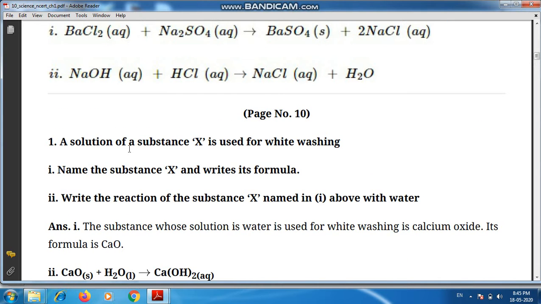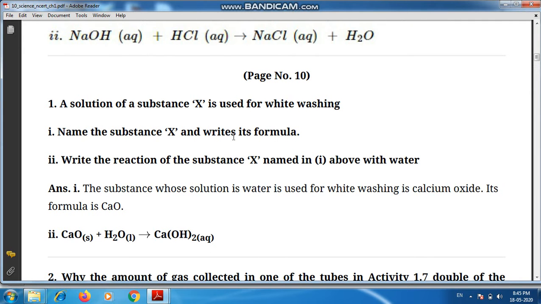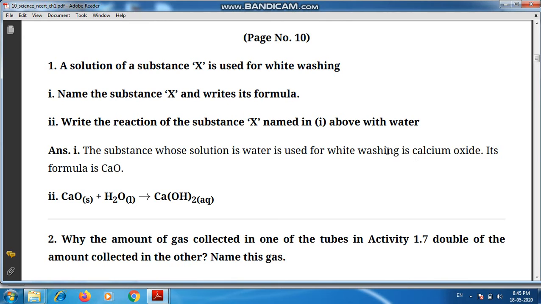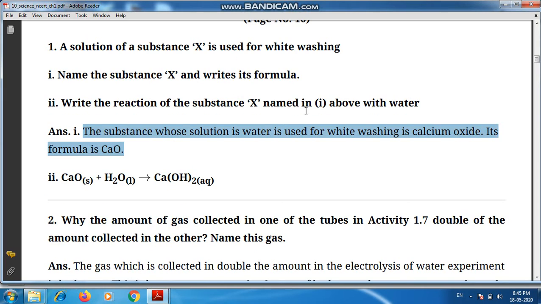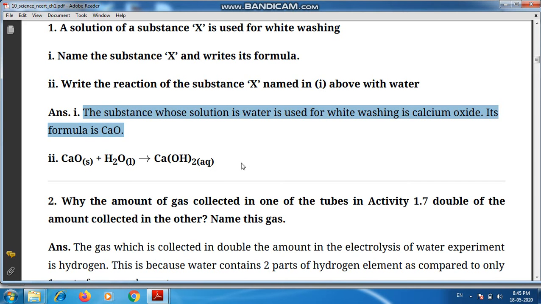The substance X used for whitewashing is calcium oxide, which is also called quicklime, and its formula is CaO. The substance whose solution in water is used for whitewashing is calcium oxide. Now write the reaction of X. We have seen it's a combination reaction. Calcium oxide plus H2O gives us calcium hydroxide, Ca(OH)2.